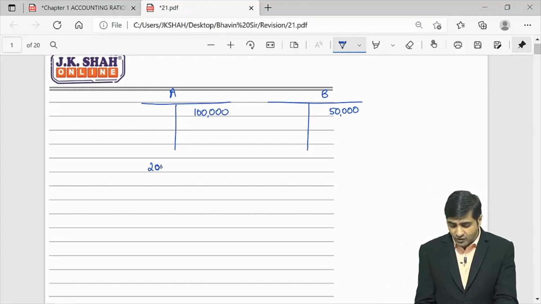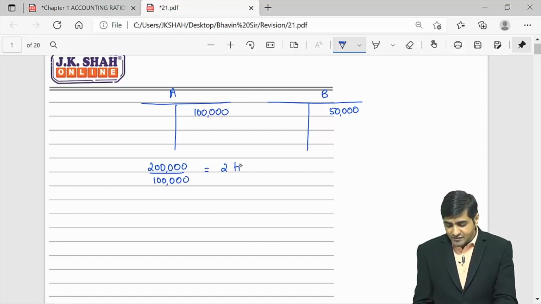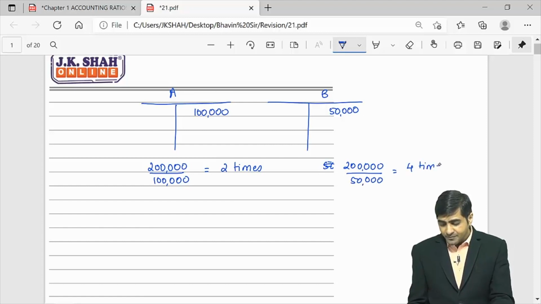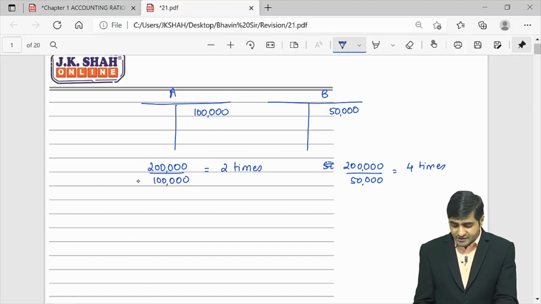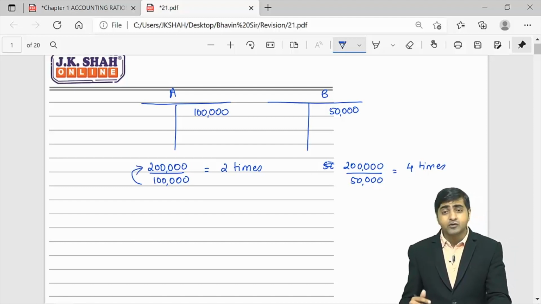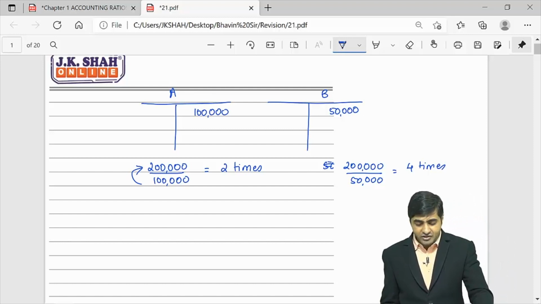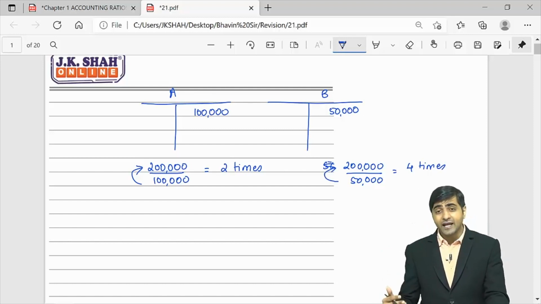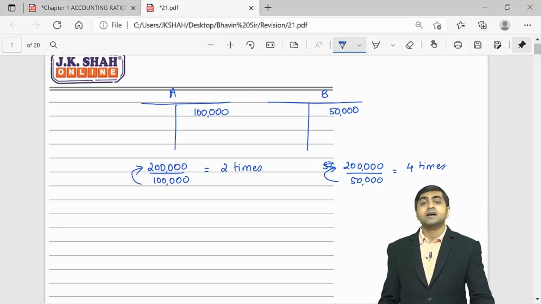So we will take 2 lakh, divide that by 1 lakh. So that will actually give you 2 times. And guys, when we are considering company B, we will take 2 lakhs and divide that by 50,000. So that will be considered as 4 times. So guys, company A is able to generate sales twice as compared to the fixed assets which are taken into consideration, and company B is able to generate the sales 4 times as compared to the fixed assets employed.